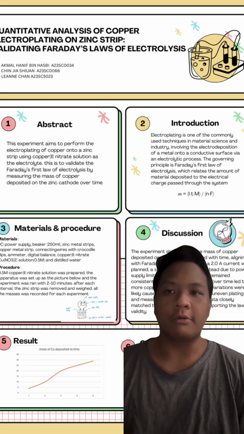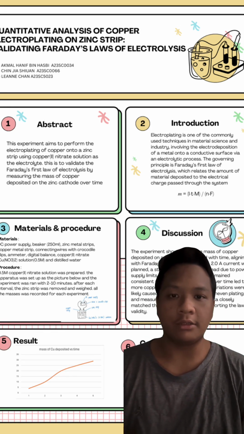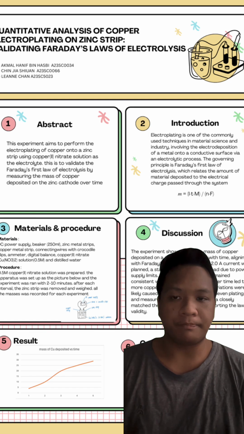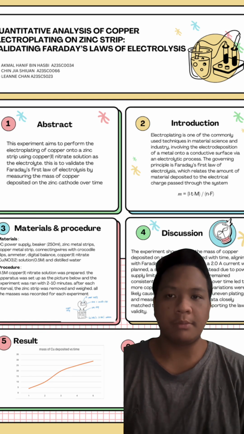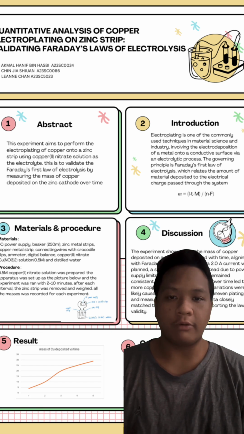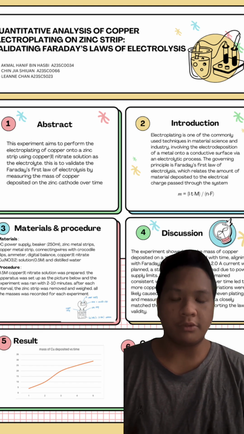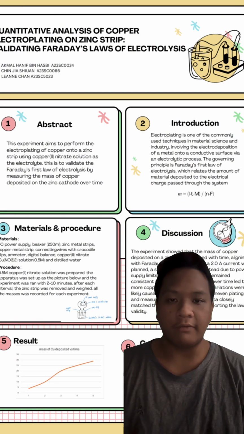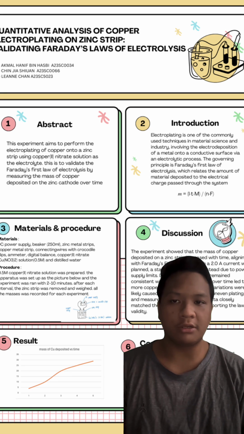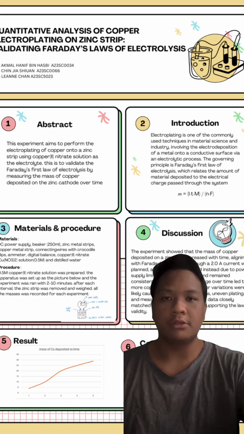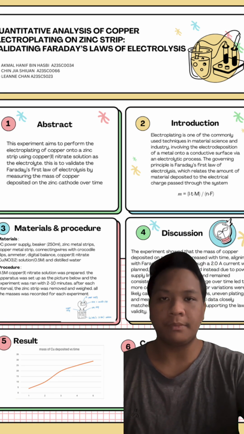Today I'm going to talk about quantitative analysis of copper electroplating on zinc strip. The experiment aims to perform the electroplating of copper onto a zinc strip using copper(II) nitrate solution as the electrolyte. This is to validate Faraday's first law of electrolysis by measuring the mass of copper deposited on the zinc cathode over time. So we move on to the introduction.